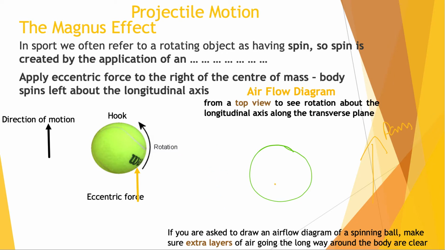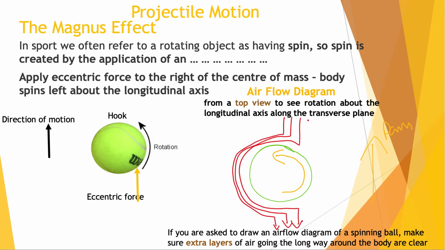So with the hook, if I've applied the eccentric force to the right hand side of the ball, this is the spin. It means that the air is going to be forced this way around, so the airflow lines are coming this way. As this piece of air hits it here, it's going to be dragged around by the ball in the same direction as the spin. High velocity over here, tight arrows. I'm only going to draw one on this side, just showing a bigger distance there.